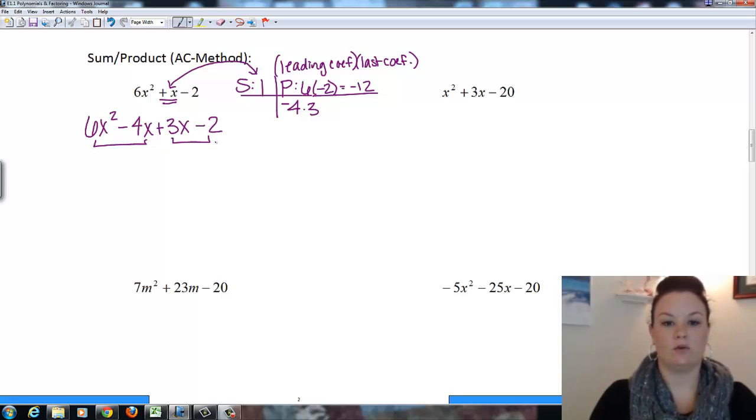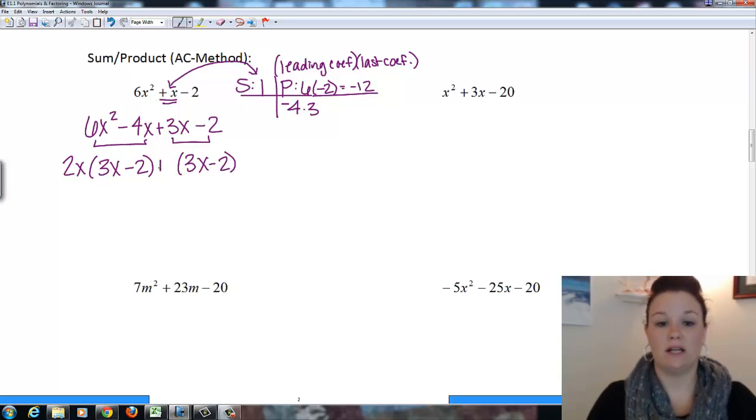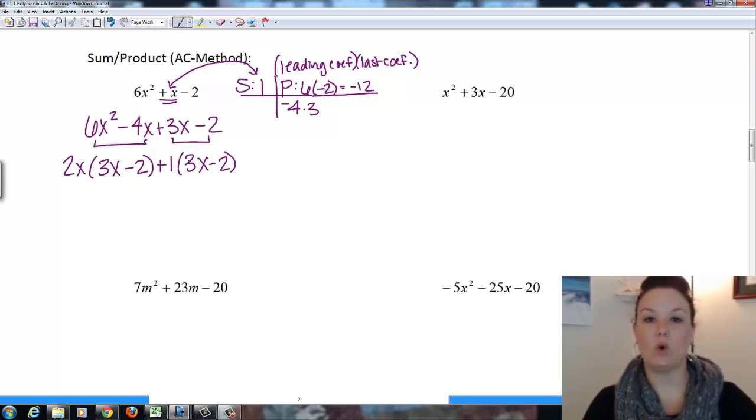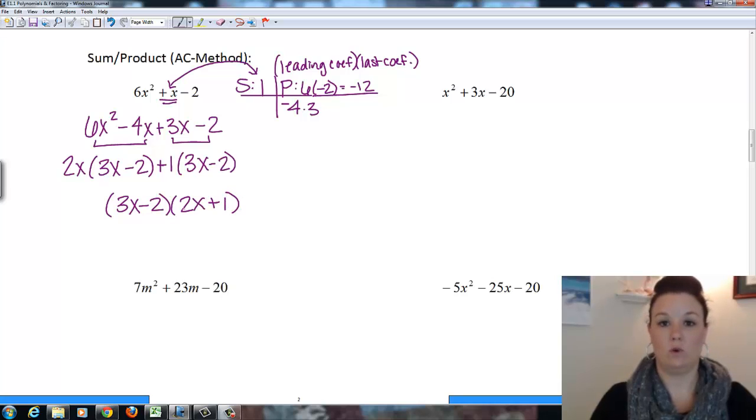And then I'm going to go ahead and group, just like we did before. So here I can take out a 2x, which leaves me with 3x minus 2. Now if I want to be left with 3x minus 2 here, and I already have it, the only thing I can take out without changing the value is a positive 1. If I divide anything by 1, it stays the same. So now I can take out their leftovers, which is 3x minus 2, and I'll be left with 2x plus 1. Okay.